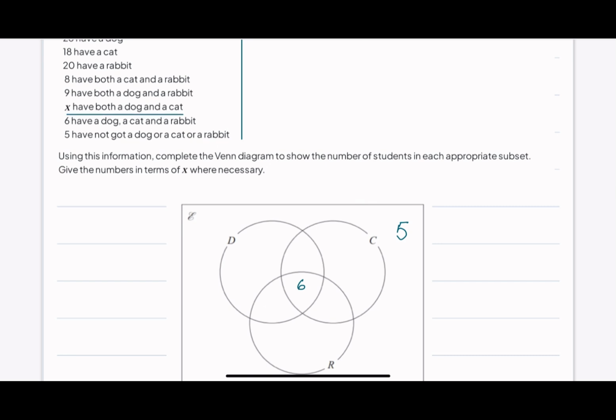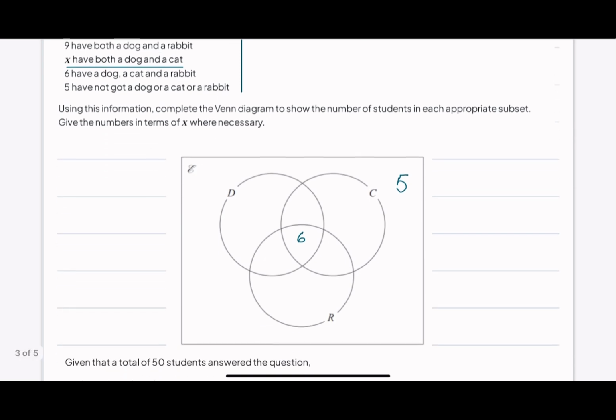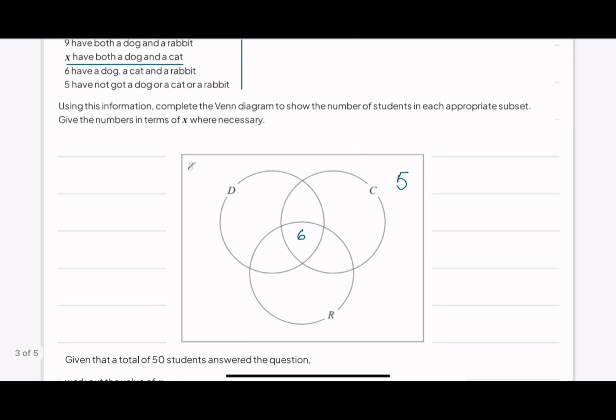This means that they have a dog and a cat, but it's not necessarily that they have only a dog and a cat. X people are those who have a dog and a cat, and there is a possibility that some of them have all three. So we write X and subtract this from here.